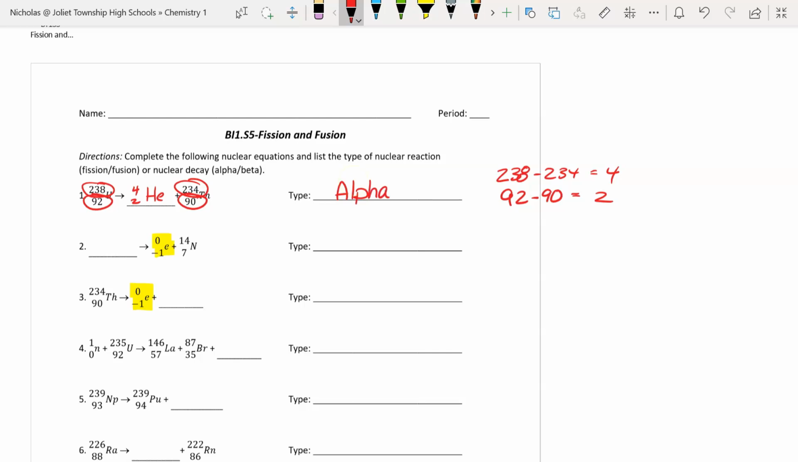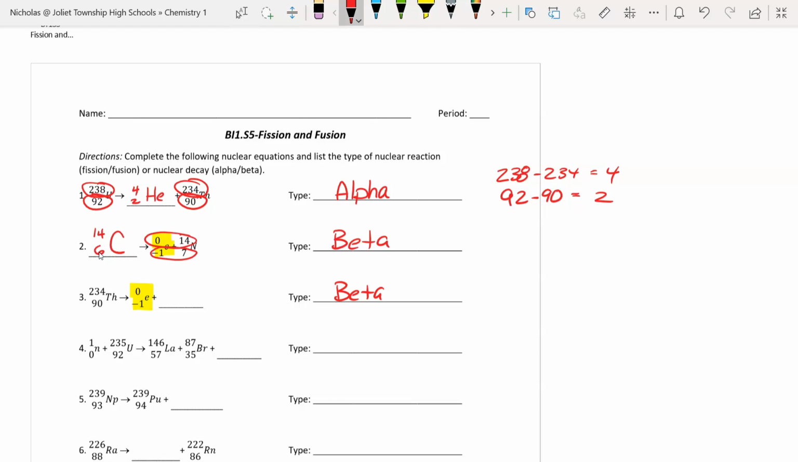All right, we already identified this one as beta decay. And same thing with the next one. So we just need to kind of fill in the blanks here. So for the second one, we've got 7 and -1. When we combine those, we get 6. 14 and 0 combines to 14. So this is going to be carbon. We look up atomic number 6 on the periodic table to get that.